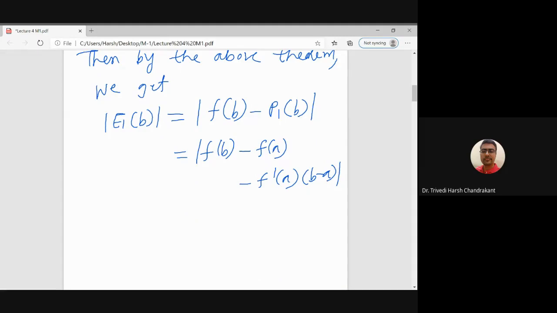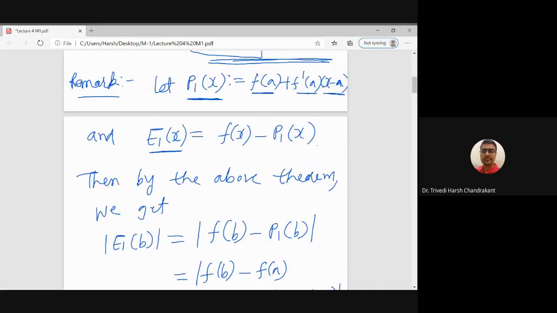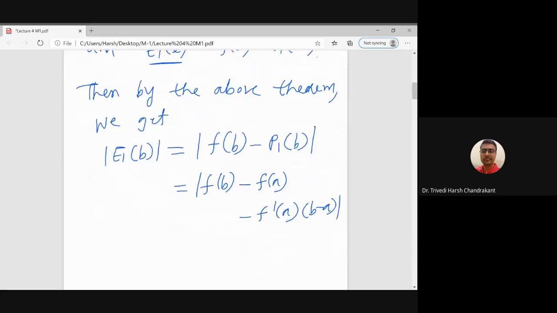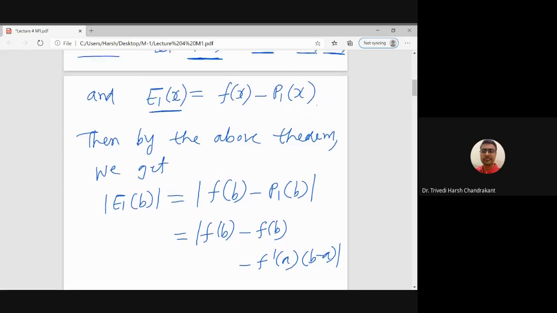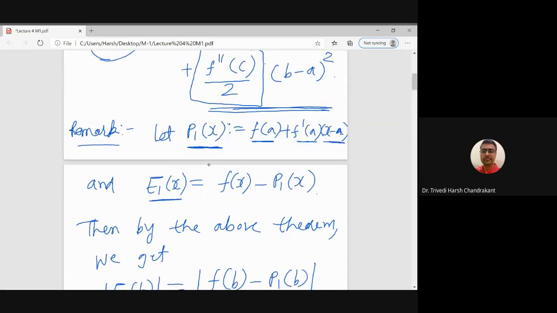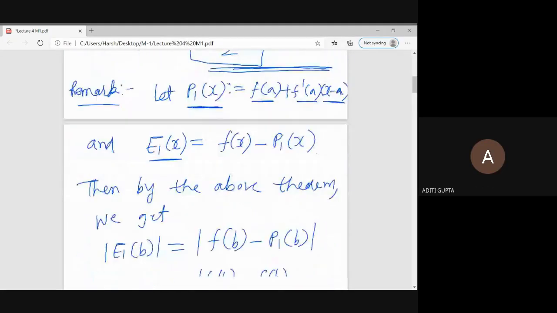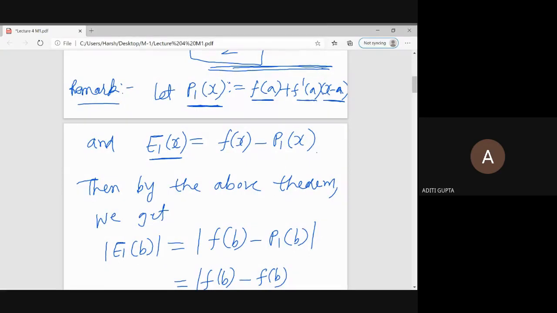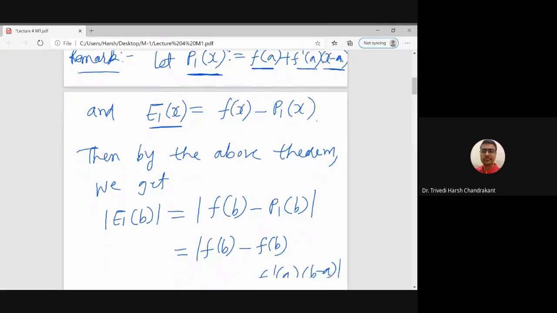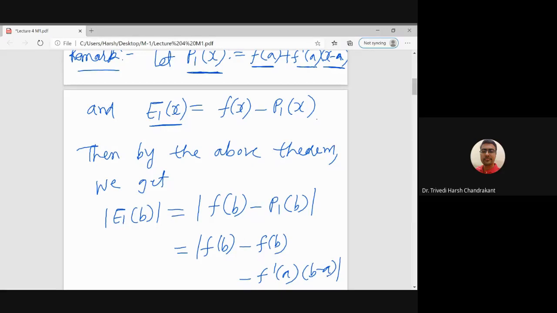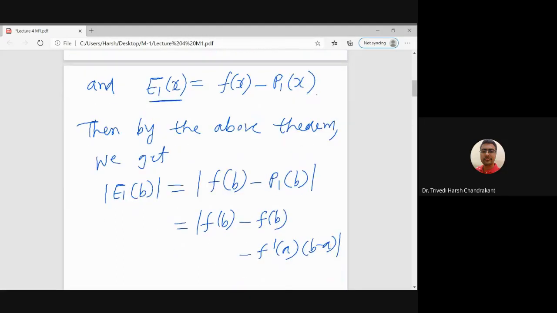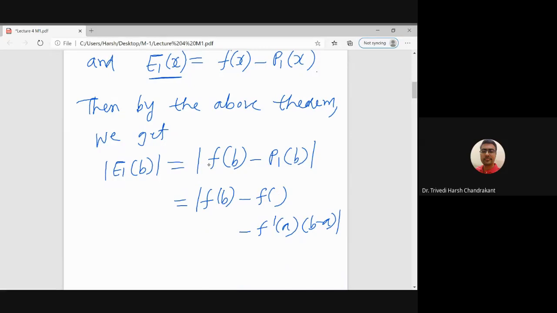Am I right? Sorry, so that is f of b, right? Sorry, I made a mistake. This is f of b because we are substituting x equal to b here. Sir, that will be a only, there is no x there. Will it be a? Okay, right. You're right, so that should be a.